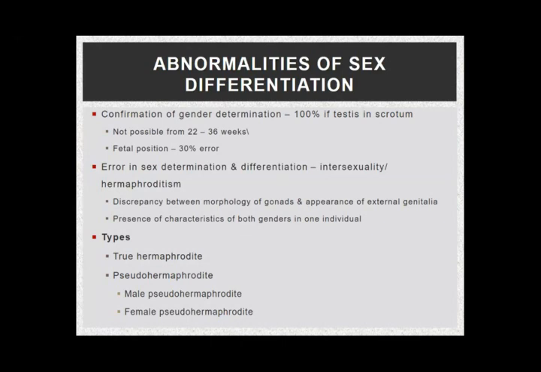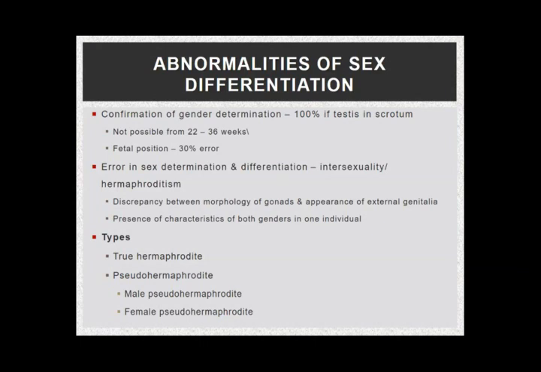This abnormality arises when there is a discrepancy between the gonads and the appearance of external genitalia. By that I mean the gonad may be the testis, but the parents may be of female. That is what intersexuality or hermaphroditism means. The other thing is that there may be the presence of both the characteristics of both the genders in one individual. Male gender, female gender, दोनों की characteristics may be present in one individual.